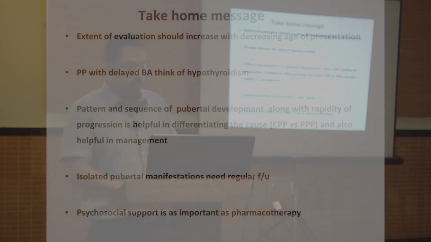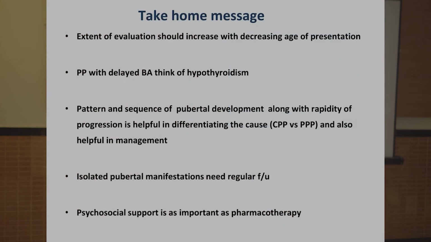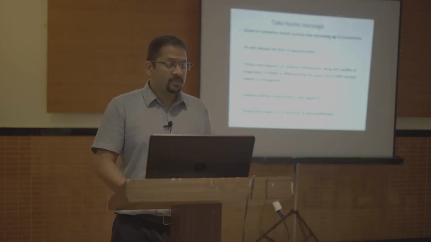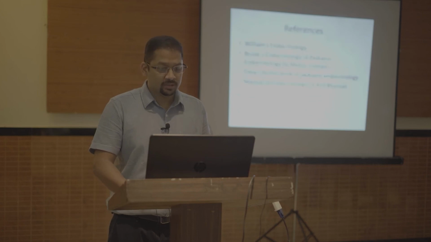So the take home message for today's topic is that the extent of evaluation should increase with decreasing age of presentation. Precocious puberty with delayed bone age, think of hypothyroidism. The pattern and sequence of pubertal development along with the rapidity of progression are helpful in differentiating central and peripheral causes and helpful in the management of such cases. Isolated pubertal manifestations like isolated thelarche or menarche should be followed regularly, often with bone age. And psychosocial support is as important as follow-up in such conditions.